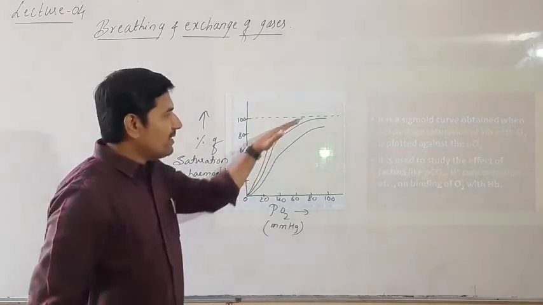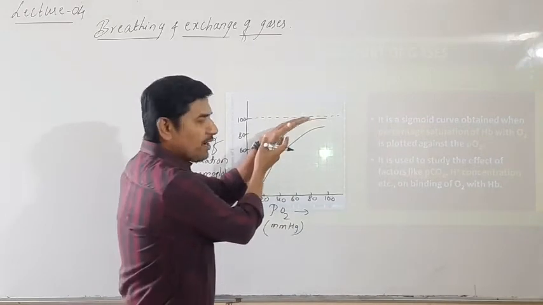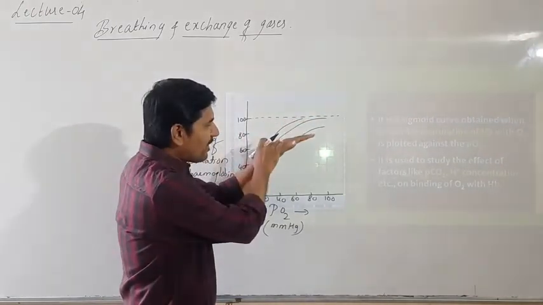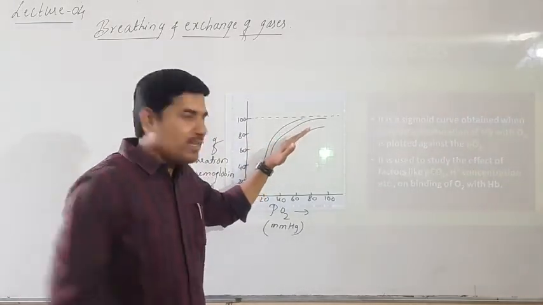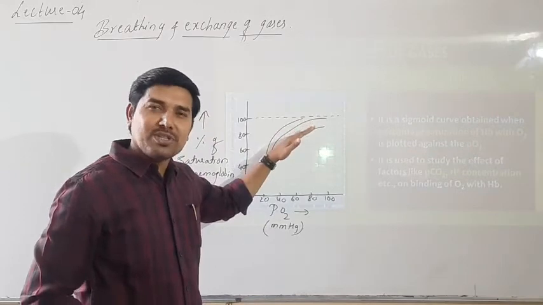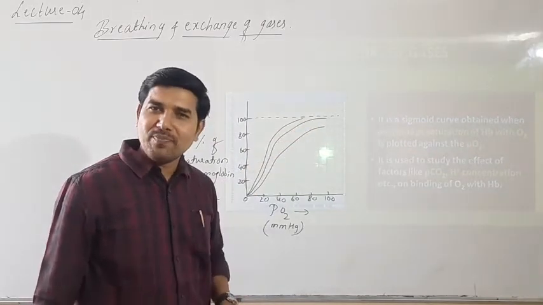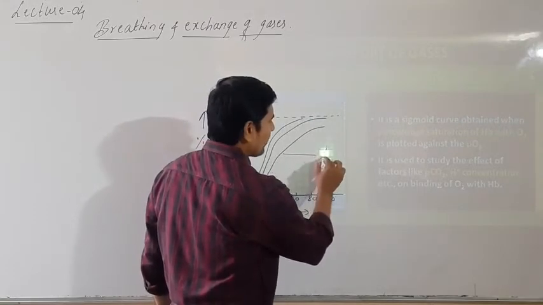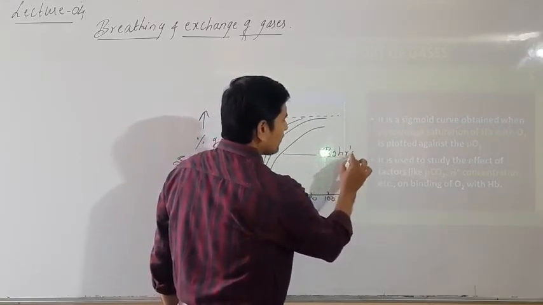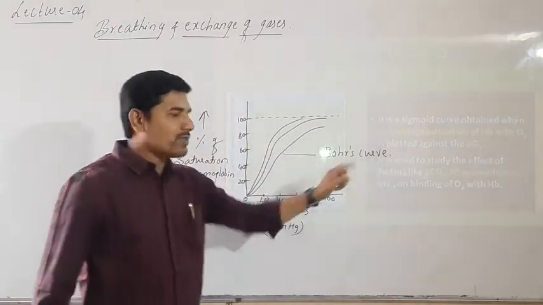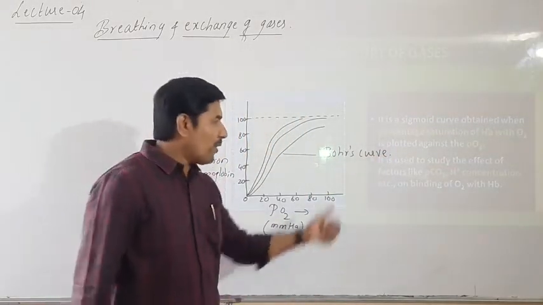That means this is normal. The curve may shift a little bit towards the left side, or it may get shifted towards the right side. If it is getting shifted towards the right side, this leads to dissociation. This is an oxygen dissociation curve, and this curve is called a Bohr's curve. We call it a Bohr's curve.